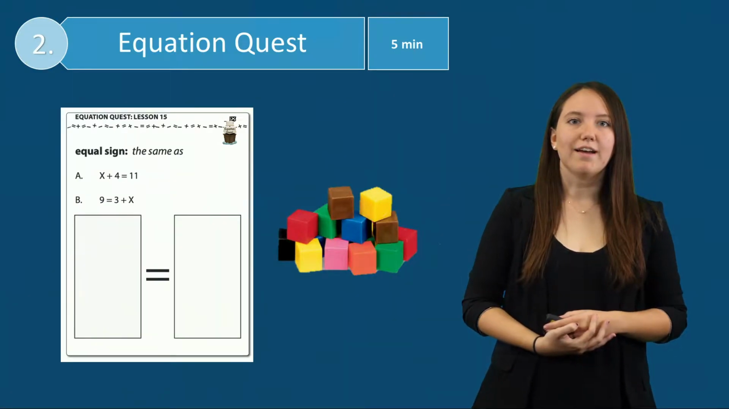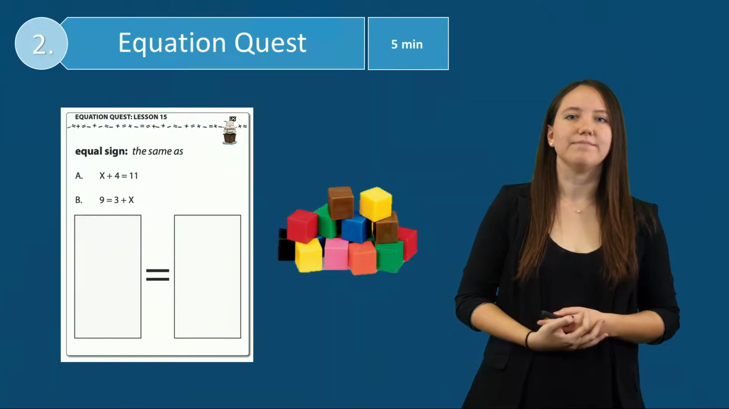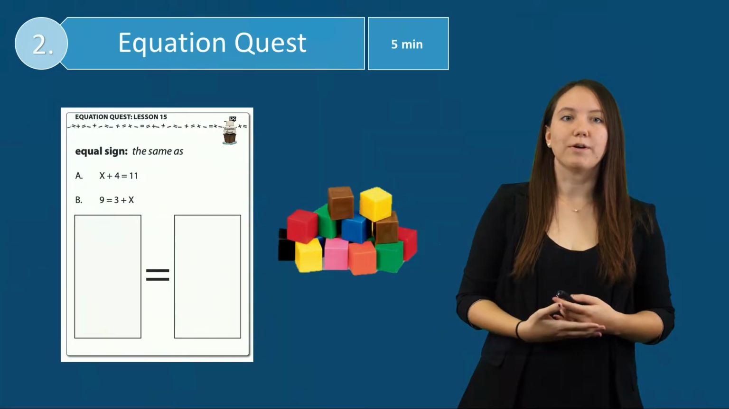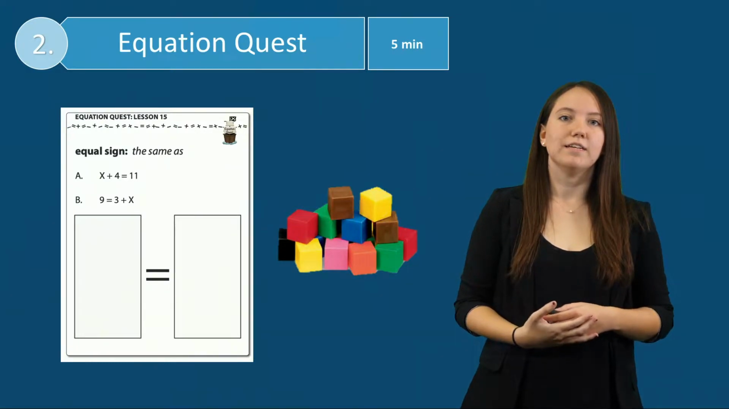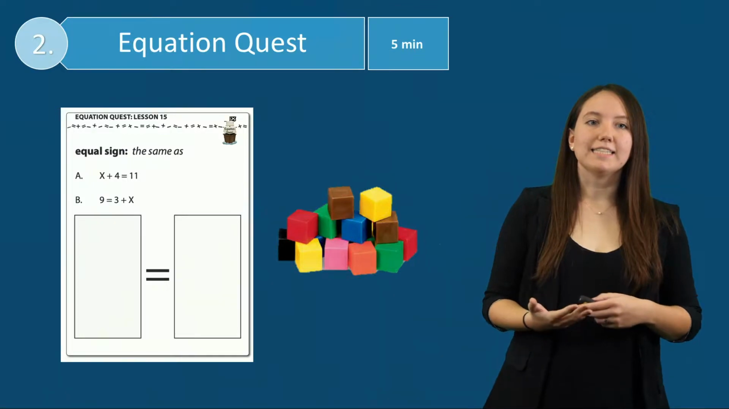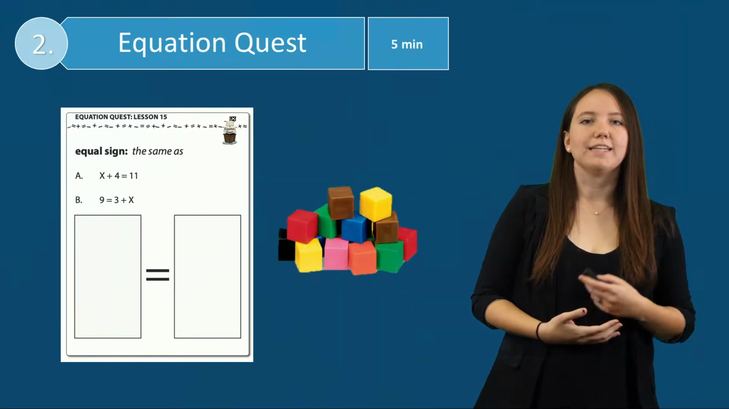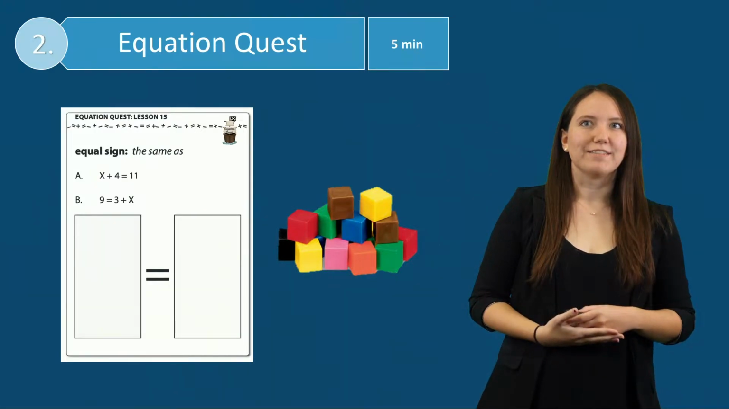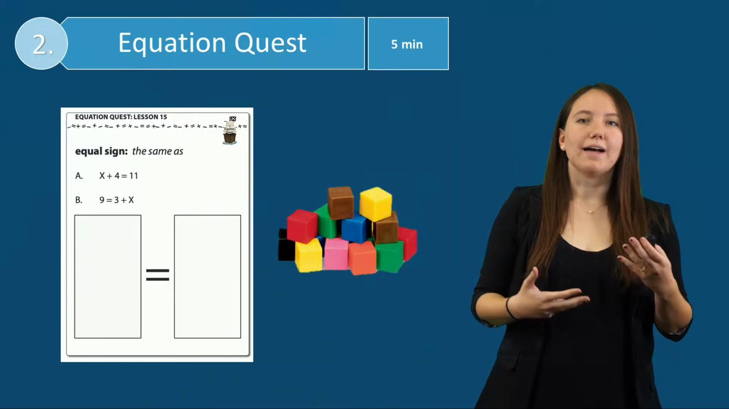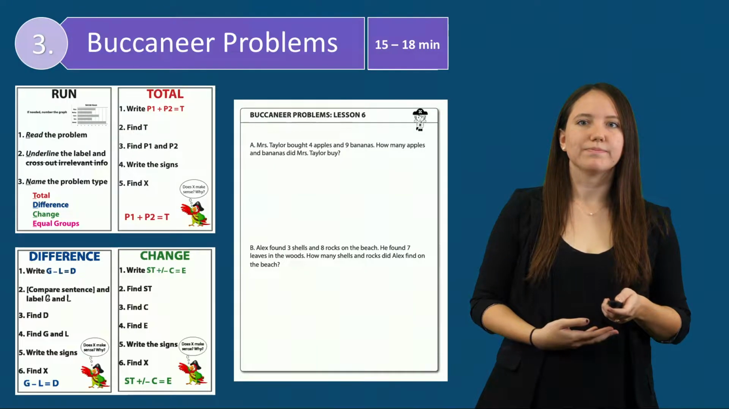The next component of each lesson is Equation Quest, which is a roughly 5-minute activity. In Equation Quest, students receive instruction on solving equations and the meaning of the equal sign. Students use cubes, as we see here, draw pictures, and isolate the variable, or x, to balance the equation and balance the 2 sides of the equation. This helps students develop their pre-algebraic reasoning and aids them in solving word problems during the Buccaneer Problems.